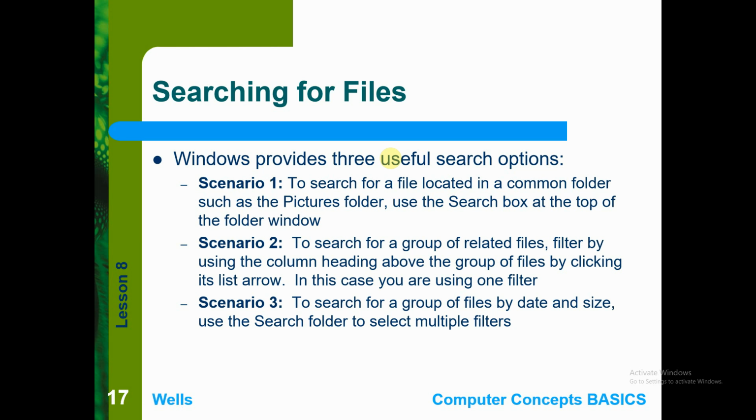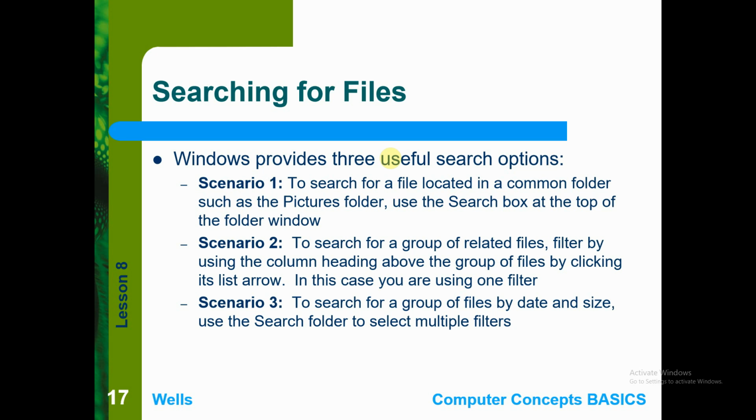So searching for files, you have these three scenarios or your three useful search options. If the file is located in a common folder, such as the features folder, you just use the search box at the top of the folder window. For the search of a group of different but related files, filter by using the column heading above the group of files by clicking on the list arrow. In this case, you are using one filter.